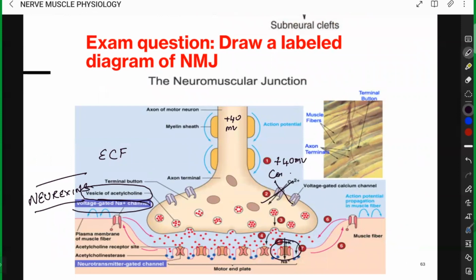Conotoxin blocks this particular area. That is very important. Conotoxin blocks voltage gated calcium channels. When there is blockage of voltage gated sodium channels, that is going to be tetrodotoxin. This is present in the puffer fish. All these things are extra points, guys. You can remember or you don't want to remember, that's up to you.